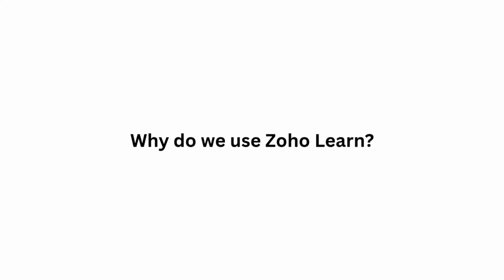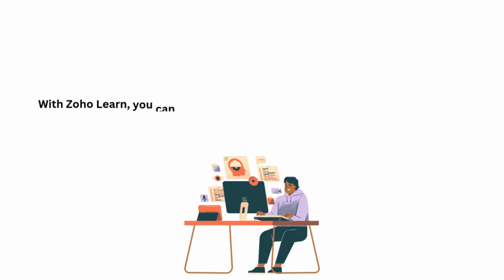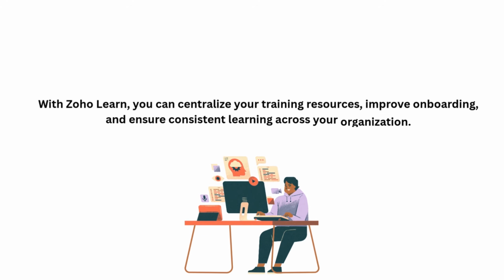Why do we use Zoho Learn? Zoho Learn is a powerful platform designed to make knowledge sharing simple and effective. It helps organizations create structured learning materials, build interactive courses, and share them with teams effortlessly. With Zoho Learn, you can centralize your training resources, improve onboarding, and ensure consistent learning across your organization.